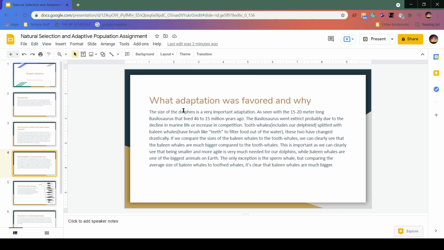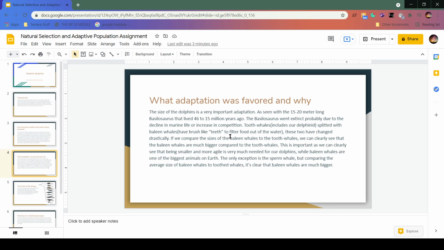The size of dolphins is a very important adaptation, as seen with the 15 to 20 meter long Basilosaurus that lived 46 to 50 million years ago. The Basilosaurus went extinct, probably due to a decline in marine life or an increase in competition. Toothed whales, including dolphinids, split from the baleen whales, which have brush-like teeth to filter the water. These two have changed drastically.